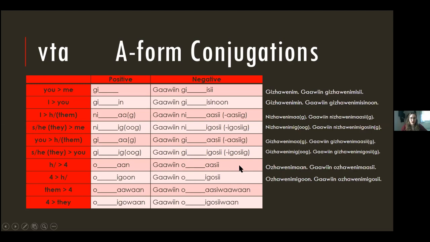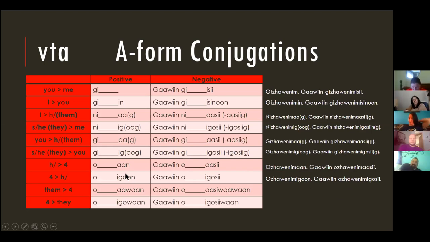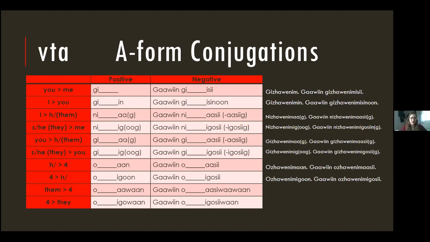Gawin ojawainamasi. So this is the daughter doesn't love her pet. Okay? Doesn't love him or her, the pet. And then if we're going the other way, we'll say the fourth person is the pet and him or her is the daughter. So ojawainamagoon. The pet loves the daughter. And then gawin ojawainamagosi. The pet doesn't love the daughter. Okay. I'm gonna check the chat real quick.